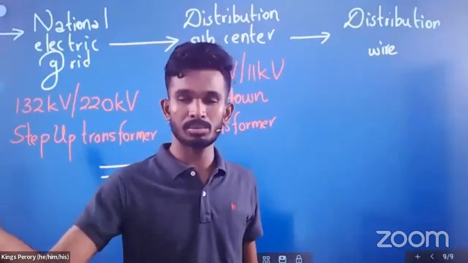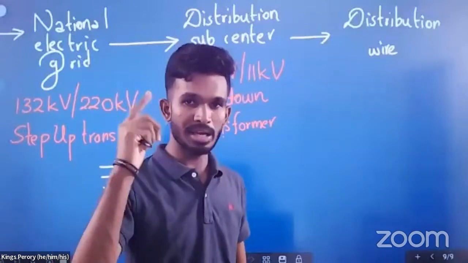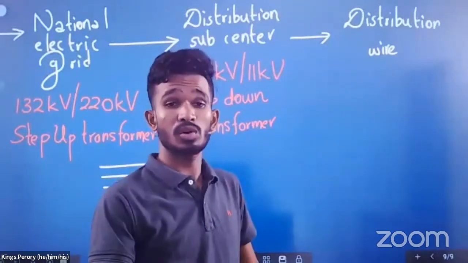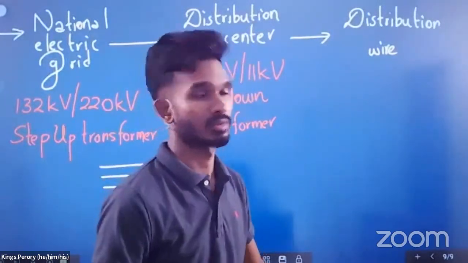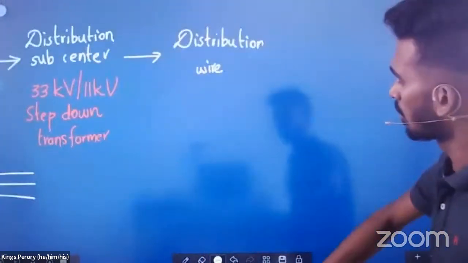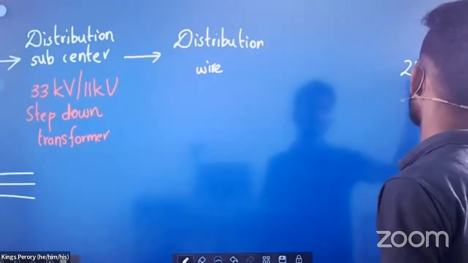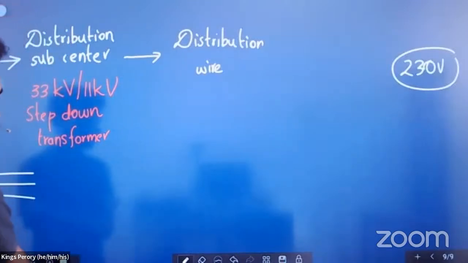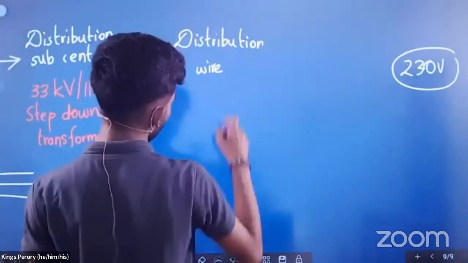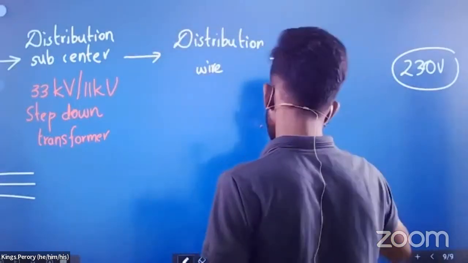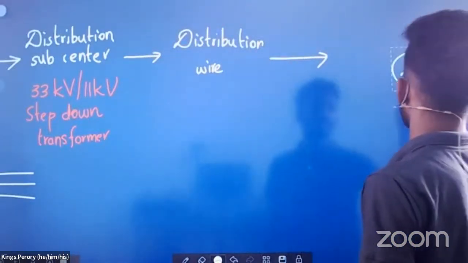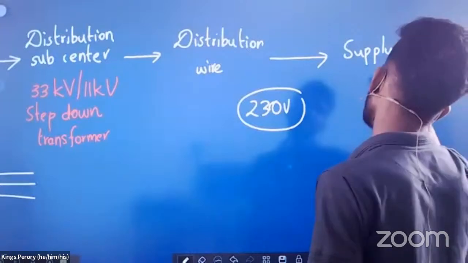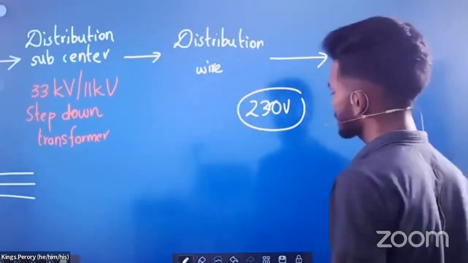Near your house, in your road or somewhere, there will be a transformer. The current comes into that transformer. That transformer will reduce the voltage some more, and the voltage will come to somewhere around 230 volt. Up to this point, the voltage is reduced. So from the distribution wire, next the current comes into the supply cable, or you can also call it the service cable.